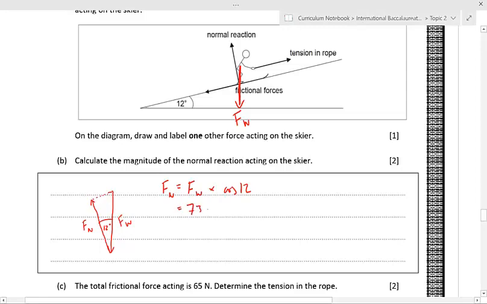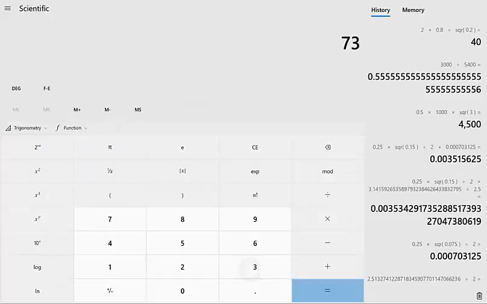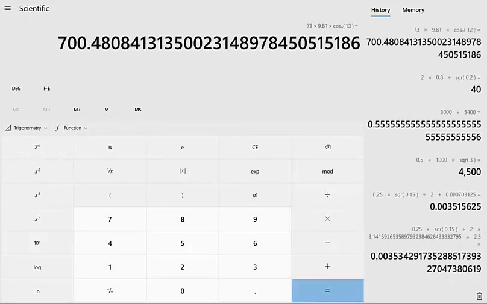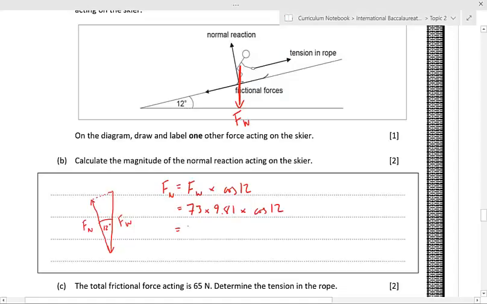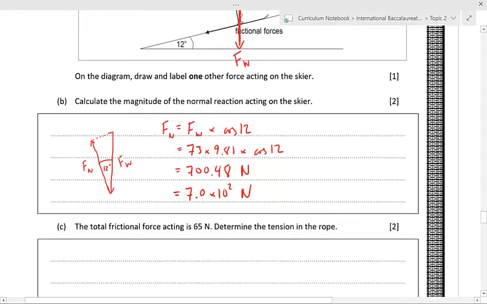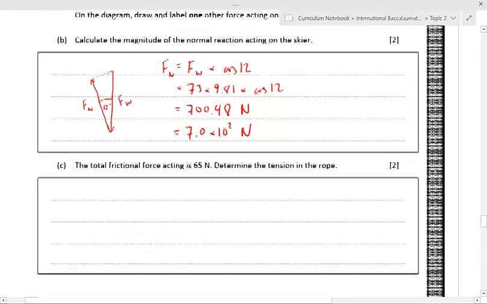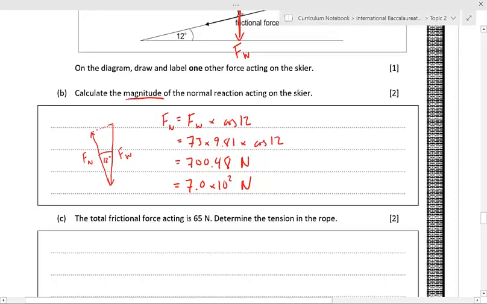we have 73 kilograms, 73 times 9.81 times cos of 12, which gives us 700.48 newtons, and it should be to two significant figures, so that's really 7.0 times 10 to the 2 newtons. Okay, and it asks us just for the magnitude, so we don't need to worry about direction.